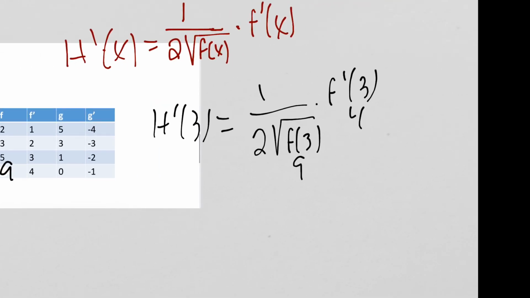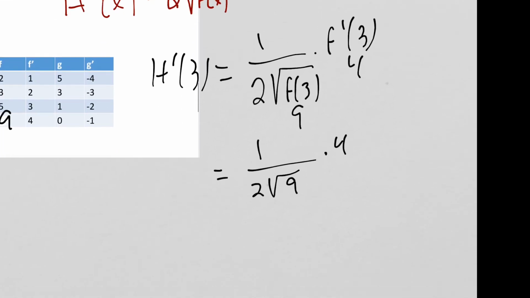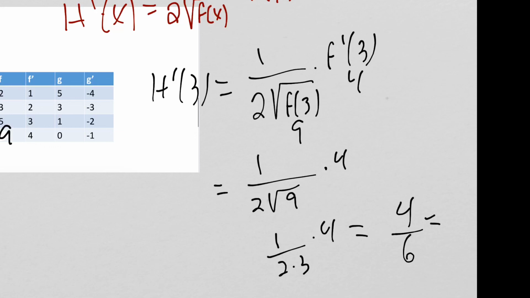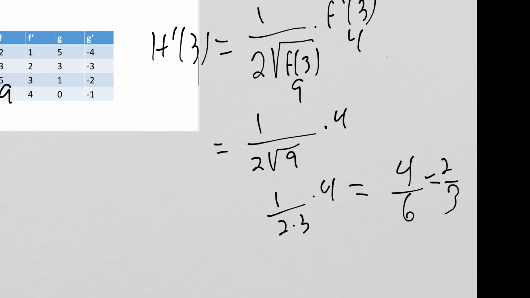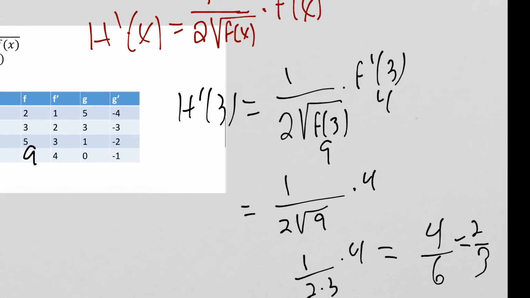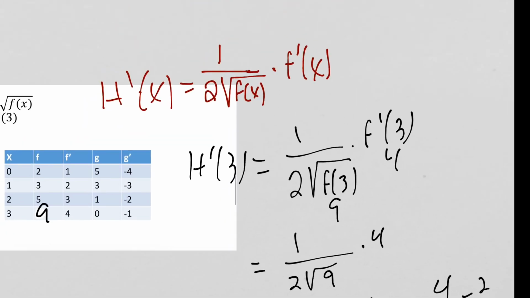Okay, so we have that this equals 1 over 2 root 9 times 4. Okay, root 9 is equal to 3. So we have 1 over 2 times 3 times 4, which is just going to be 4 over 6. 2 times 3 is 6, and then on the numerator we're going to have 4, and then obviously this simplifies to 2/3. So h prime 3 is equal to 2/3. We had to do our chain rule. We had to do the derivative of the outside function, 1 over 2 root, leave f alone, and then multiply by the derivative of f, all with 3 plugged in.